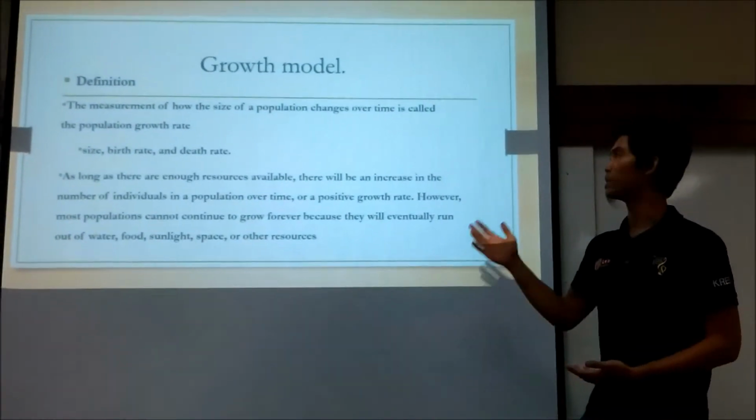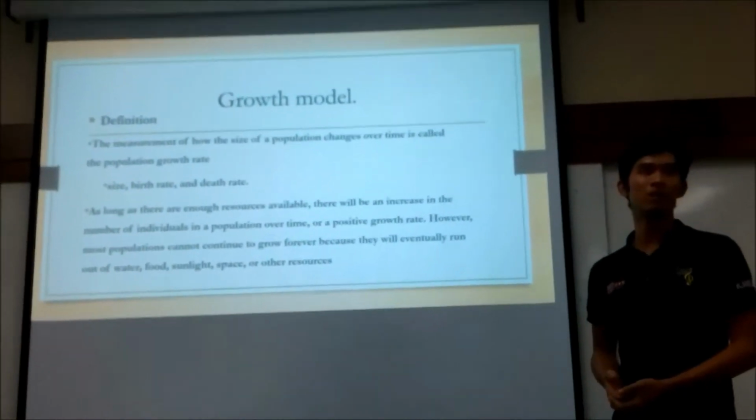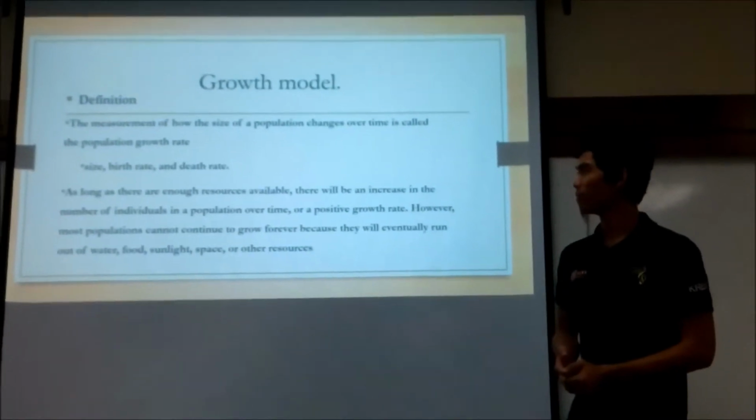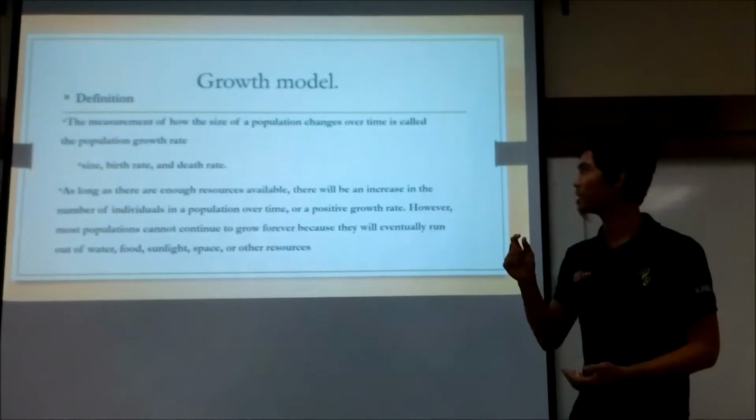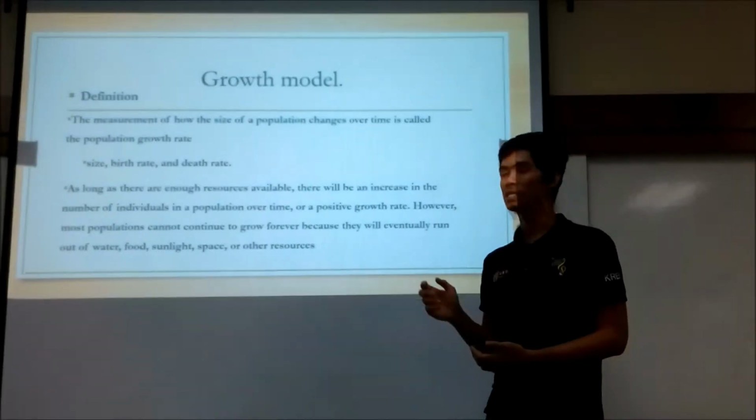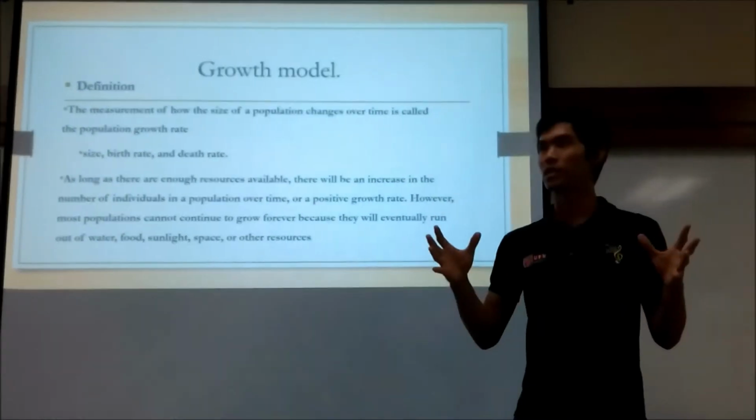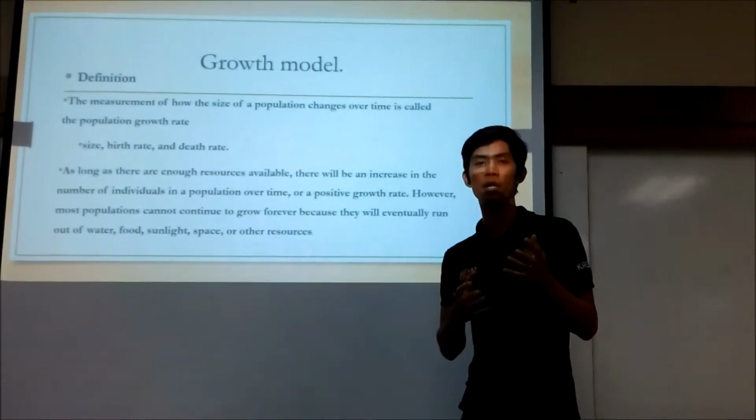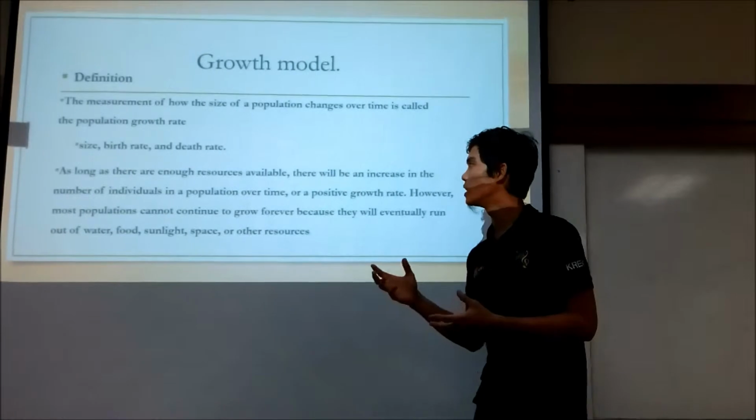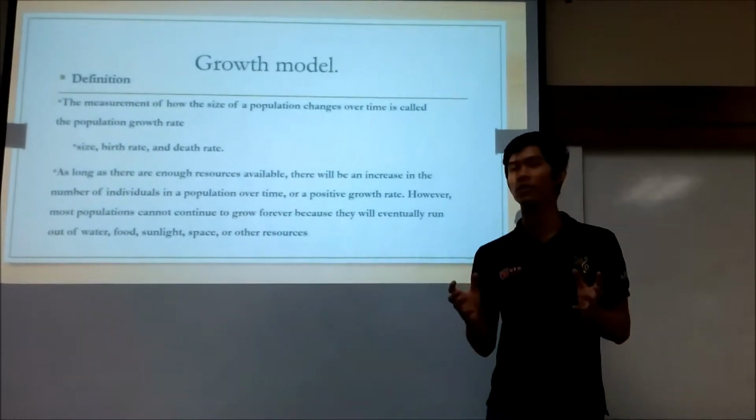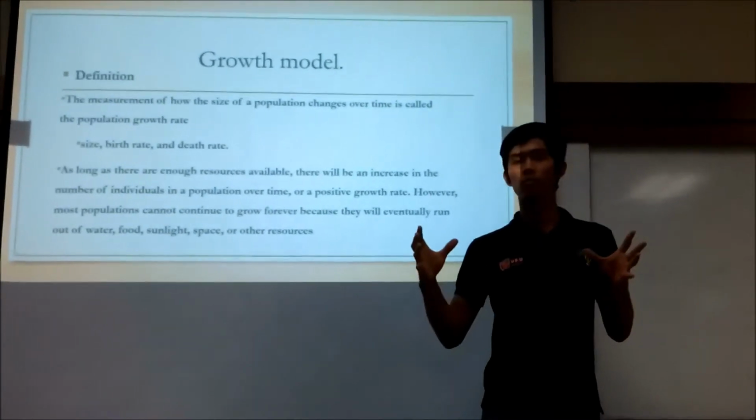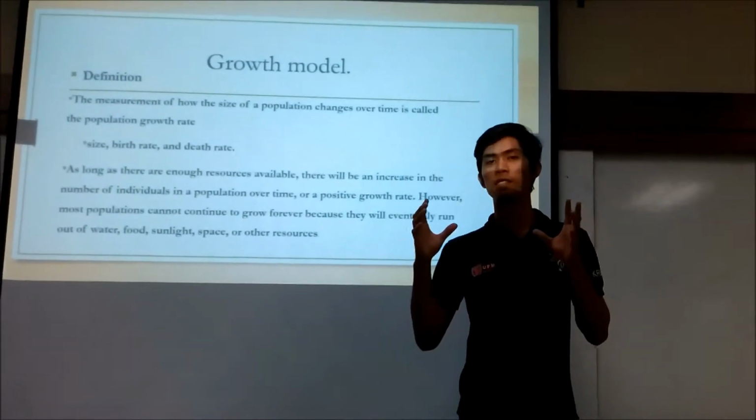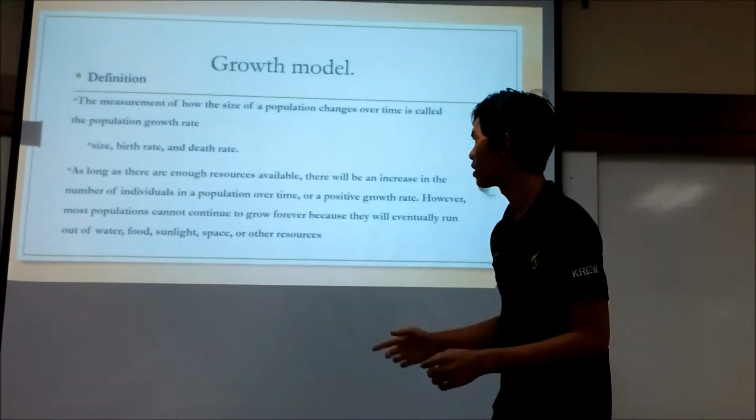Okay, this is the definition of a growth model. In the simplest words, a growth model is factorized by size, birth rate, and death rate. For the size, how big it will get. For the birth rate, when it is going to be born, and for the death rate, when it is going to die. So we must know this for the estimation over time.